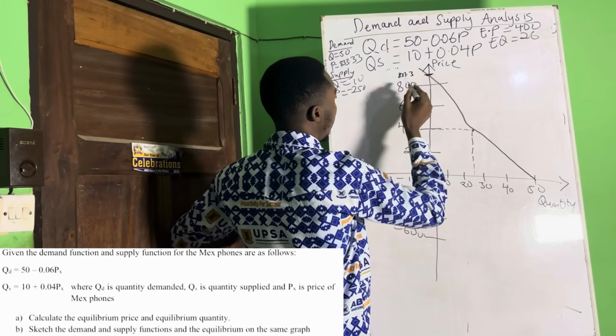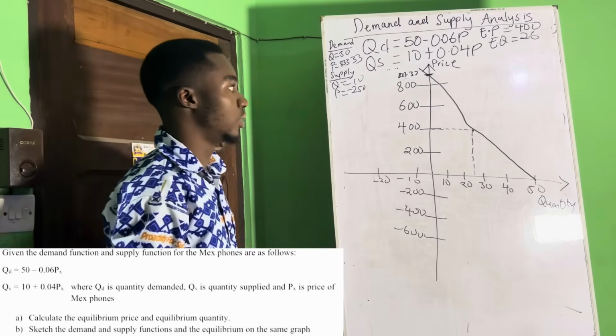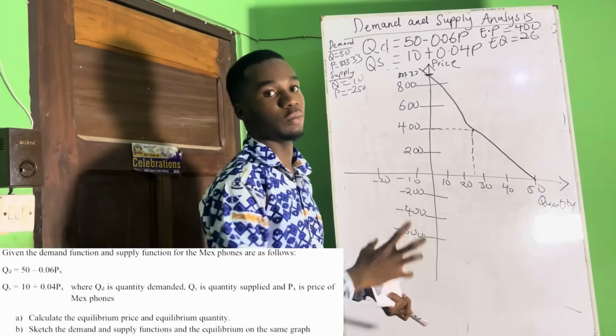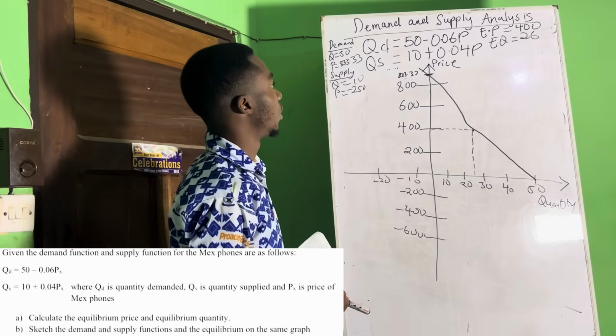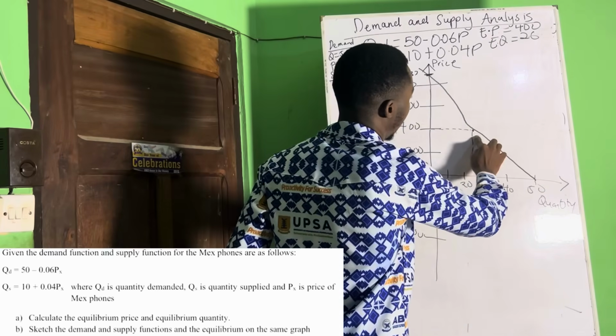833.3. So if 800 is here, obviously 833.2 will be a little above it. You get it? My line is not straight because I'm not using an actual scale. This is just a board. But in your graph book, you should get something like this. All right, so now we've drawn the demand function, and you realize that it passes through the points.